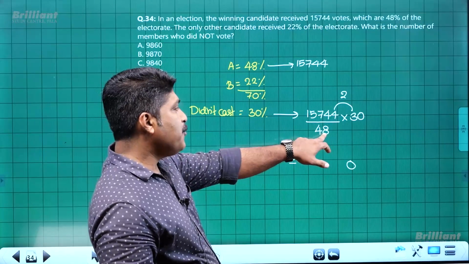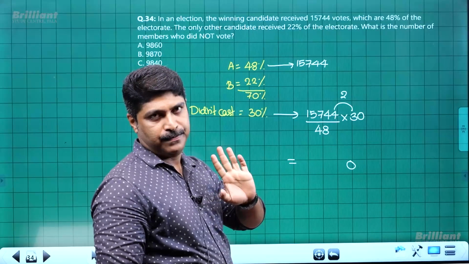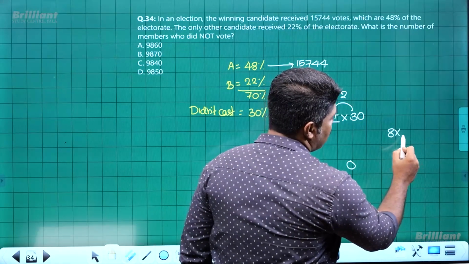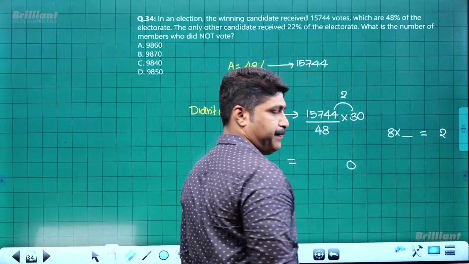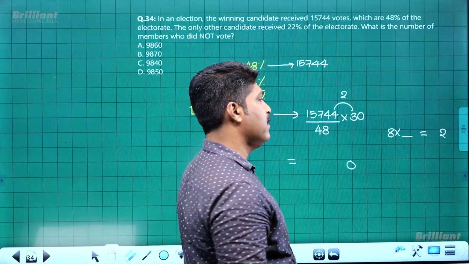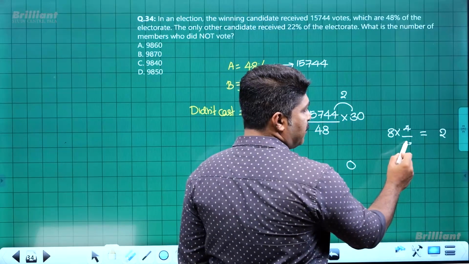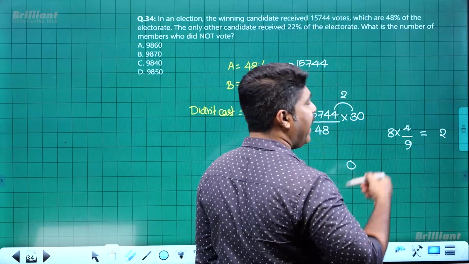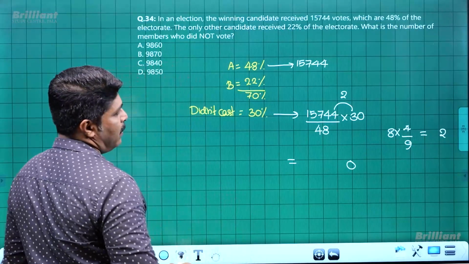Which value do we have to multiply with 8 to get this 2? 8 into which value will give you a unit digit 2? So think about it. 8 into 4 is there. 8 into 9 is there. Two possibilities: 8 into 4 and 8 into 9. Got it? So look at the options.